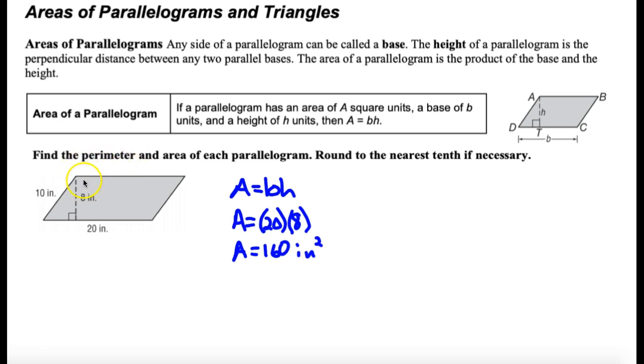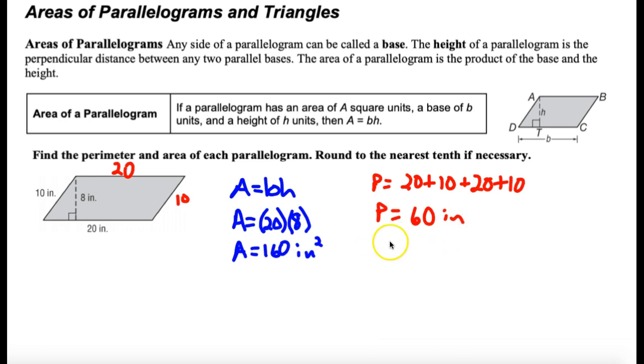And then in this one, we are also asked for the perimeter. Remember, perimeter is just all of the sides added together, or the distance all the way around a figure. So one key thing in a parallelogram is opposite sides are congruent. So if this side is 20, this side is 20. And if this side is 10, this side is 10. So my perimeter is just going to be 20 plus 10 plus 20 plus 10. So the perimeter is going to be 60 inches. Remember, area is in square units. Perimeter is just a distance, so that is in just inches here. All right, let's try a couple more.